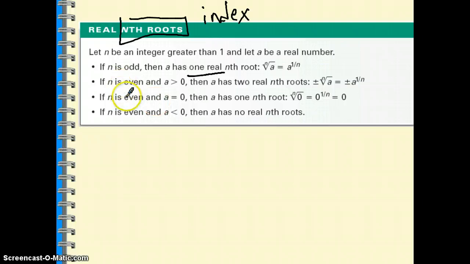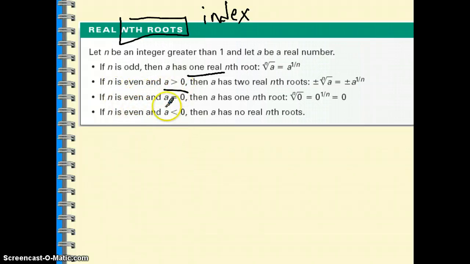But if n is even, we have a few different cases. If n is even and a is greater than 0, meaning a is positive, then a has 2 real nth roots. Those nth roots are plus or minus the nth root of a, or plus or minus a to the 1 over n. We'll get some examples in a second to nail down what I'm talking about. So that's if n is even and a is positive.